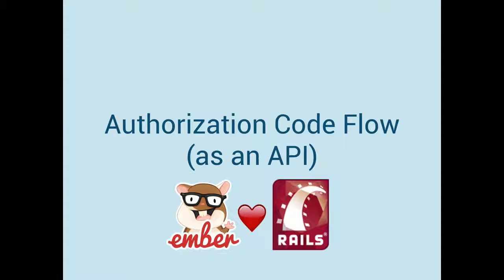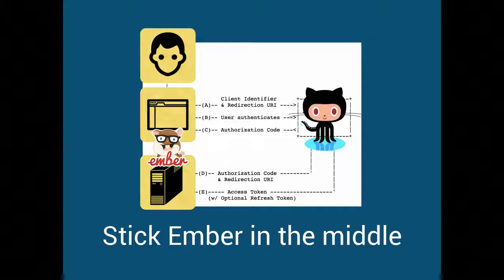What I think is cool, and I have written bits of code, but I haven't really finished it, is the authorization code flow, but as an API. And Ember and Rails love each other, right? So it's not going to be a problem. So let's take the authorization code flow and stick Ember in the middle of it between the server and the web browser.